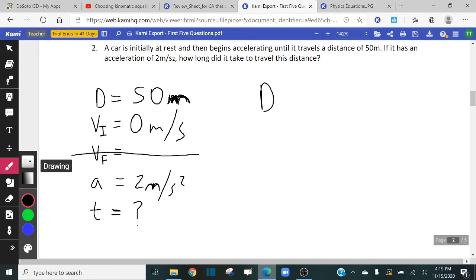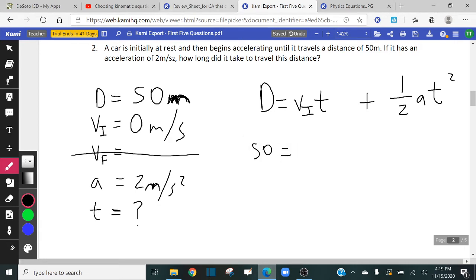So displacement is equal to initial velocity times t plus 1/2 multiplied by acceleration times t squared. Okay, so let's just plug everything in. 50 meters is our displacement. And by the way, our initial velocity is 0. So if we plug in 0 here, 0 times some number is just 0. So this whole term becomes 0 because our initial velocity is 0. Plus, in here I'm going to put 0.5, because 1/2 is equal to 0.5.